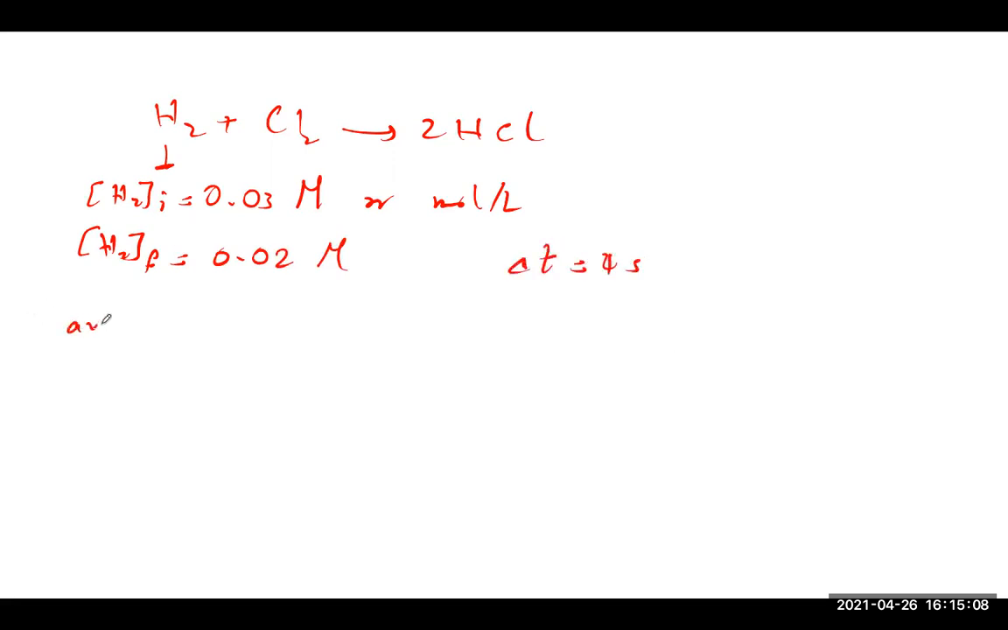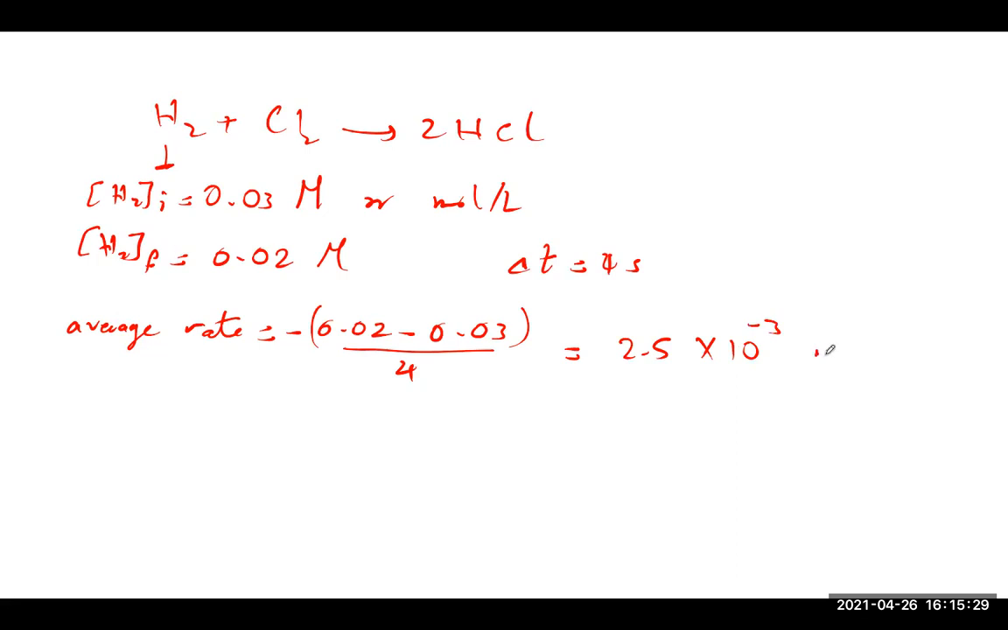So if you want to calculate the average rate, it will be the final concentration, which is 0.02, minus the initial 0.03, over 4 seconds. And we know this one is a reactant, so we should add a negative because the rate will always be a positive sign. So it will be 2.5 times 10 to the negative 3 mole per liter second, or molar per second. Okay, so this is how to calculate the average rate.